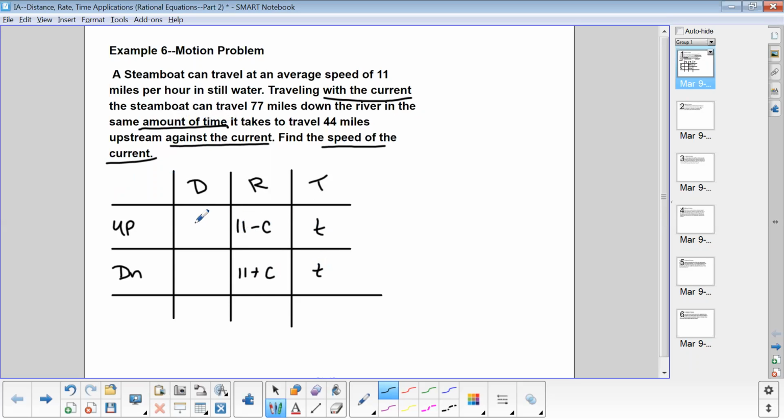Now I need to look at how much distance is covered upriver. Traveling with the current, the steamboat can travel 77 miles, so that's going downstream with the current. And in the same amount of time it travels 44 miles against the current. So distance equals rate times time, and 44 divided by 11 minus c is equal to the time upstream. And then downstream would be 77 divided by 11 plus c.